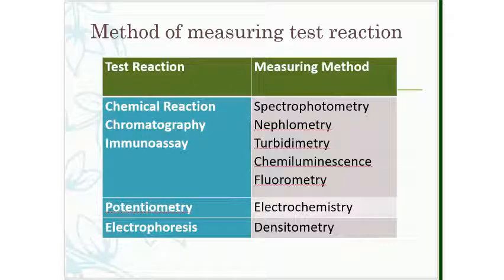So, how to measure the chemical reaction product? Well, this is the table that lists some of the test reactions that will produce the chemical reaction product and the suitable method to measure it. So, for example, if the test reaction is a chemical reaction, the measuring method is by using spectrophotometry, nephelometry, turbidimetry, and many others.